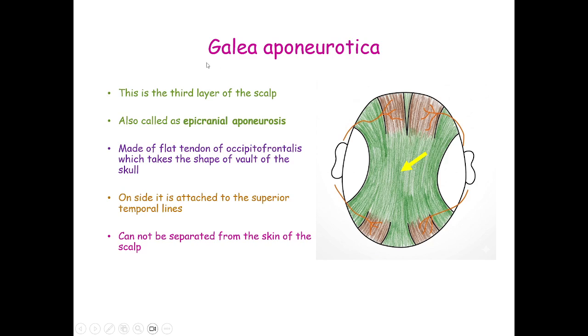In the third layer, now we will talk about the aponeurosis, galea aponeurotica, also called the epicranial aponeurosis. This is made up of the flat tendon of occipitofrontalis, which takes the shape of the vault of the skull. On the side, it is attached to the superior temporal lines. Behind, it will be attached to the highest nuchal line, or superior nuchal line. This layer cannot be separated from the skin of the scalp.